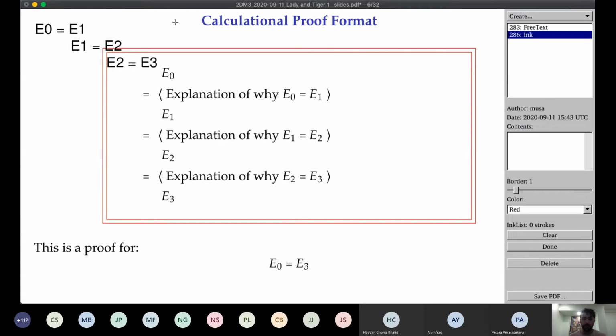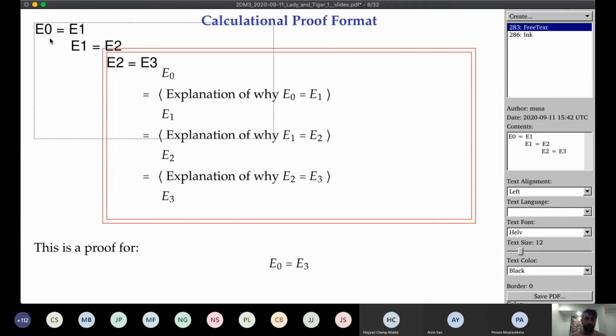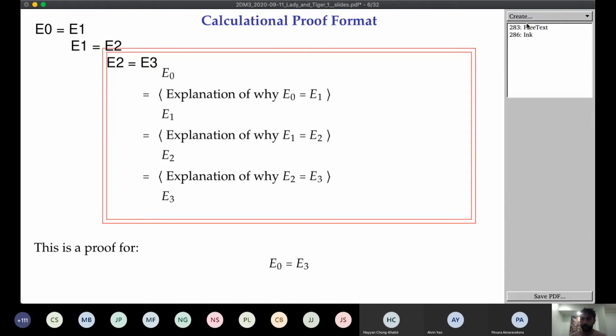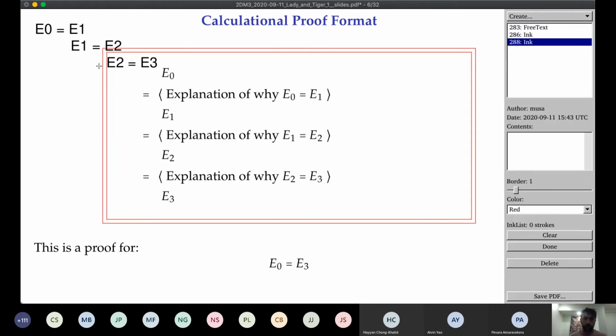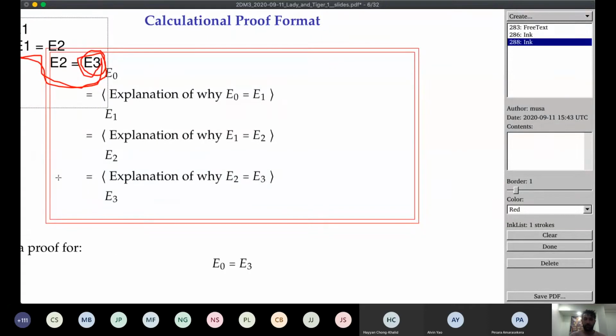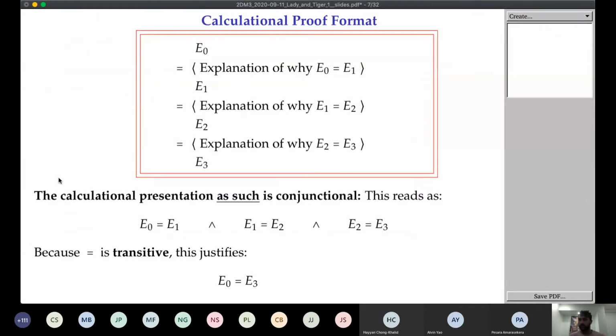The idea is you start at the very top, you walk along this little staircase, and then you make it to E3. And so that's why we say these two are equal, because equality is transitive. Maybe I'll just stop drawing. Okay, so because equality is transitive, we get E0 equals E3.